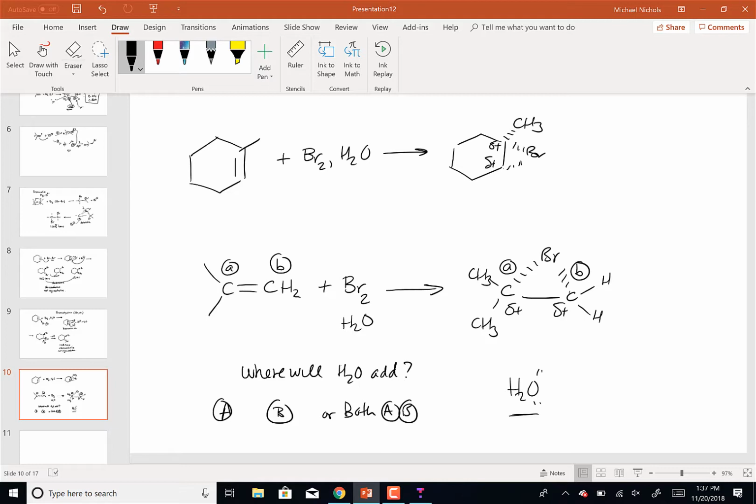Okay, your thoughts. What are your thoughts after discussion? Dylan? Carbon A would have the stronger delta positive because the two other methyl groups attached to it counteract this pushing effect, so they stabilize it. Okay. Did anybody else have that reasoning for choosing A? Anybody? You had the same reason? Okay.